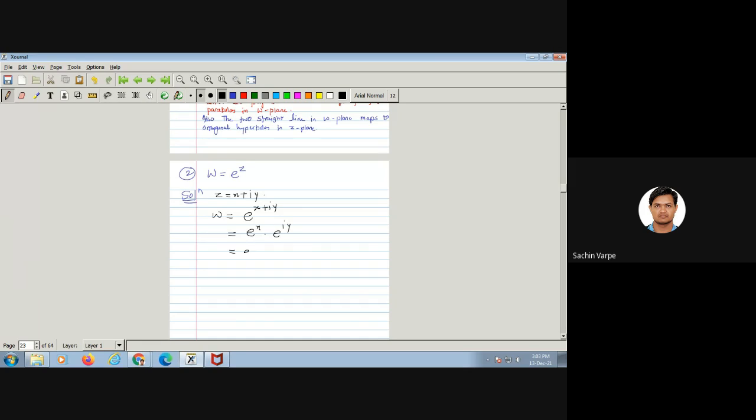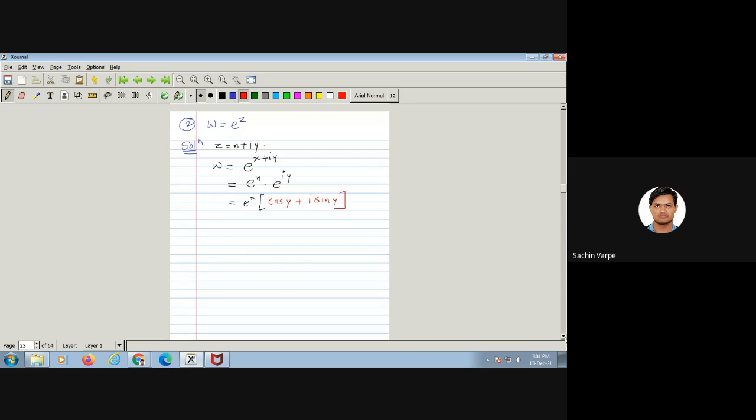That is e to the power x into, how can we write this? e raised to i theta by Euler's formula, that is cos y plus i sin y. Right? So let us now separate the real and imaginary parts by multiplying e raised to x inside, because x and y are real numbers here.